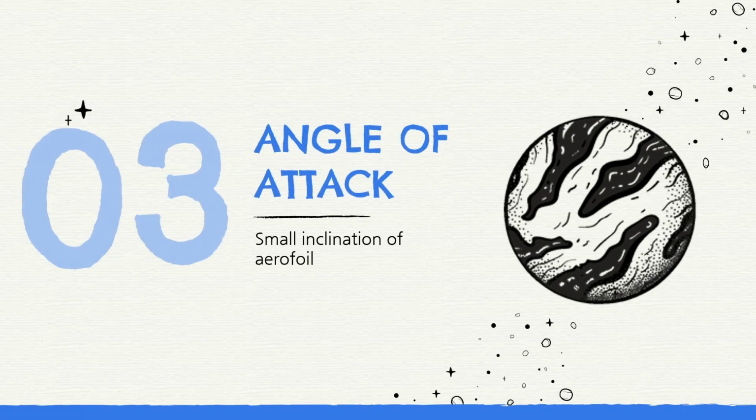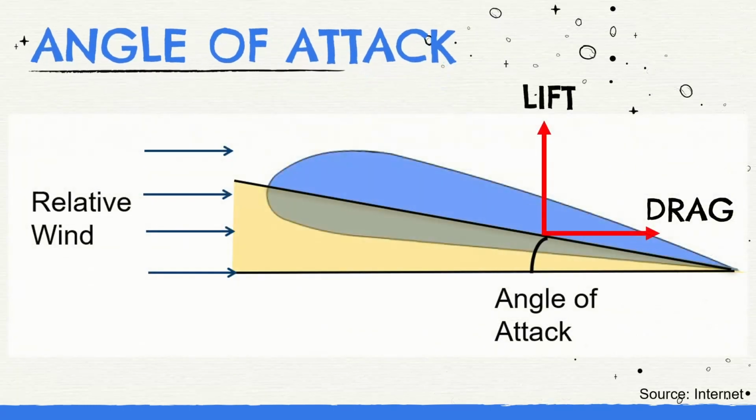Next we are going to look at the angle of attack, or I simply understand it by the word chongek, which is the small inclination of the aerofoil. What is chongek, Aiman? Okay, let me show the diagram. The angle of attack is between the yellow part here, and it is to increase the lift force, to give a greater upward force.